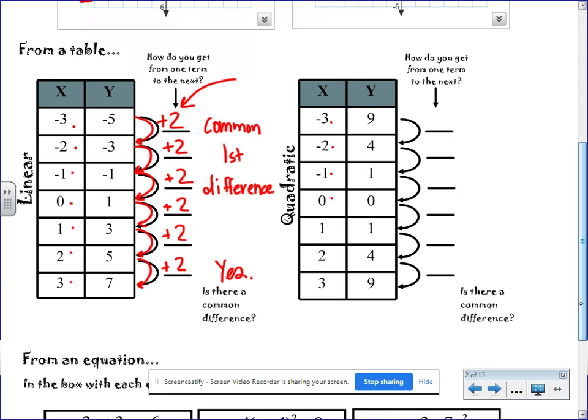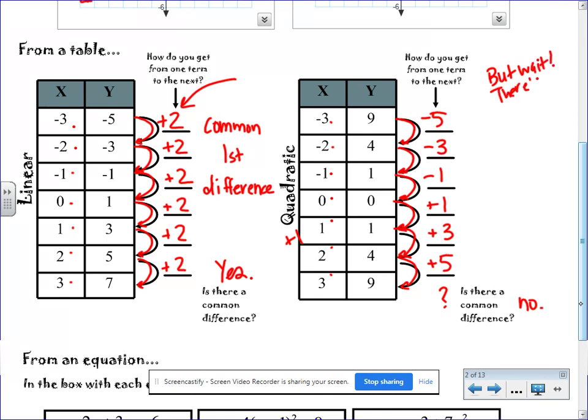Okay, moving on to the table of a quadratic function. Again, first look at your x's, and they're going up by the same thing every time, so they're all +1. That's great. Well, now we look at the y's. How do I get from 9 to 4? Well, subtract 5. 4 to 1, that's 3. So immediately I should tell this is not a linear function because there's no common difference. 1 to 0, -1. 0 to 1, +1. 1 to 4, +3. 4 to 9, +5. So is there a common difference? This question right here, well, no, there's not. But wait, there's more. So my little infomercial here.